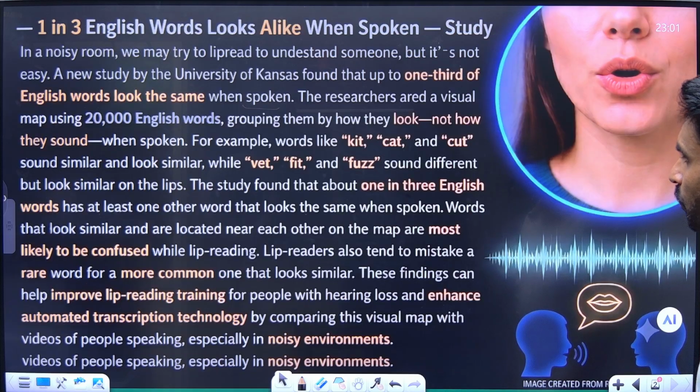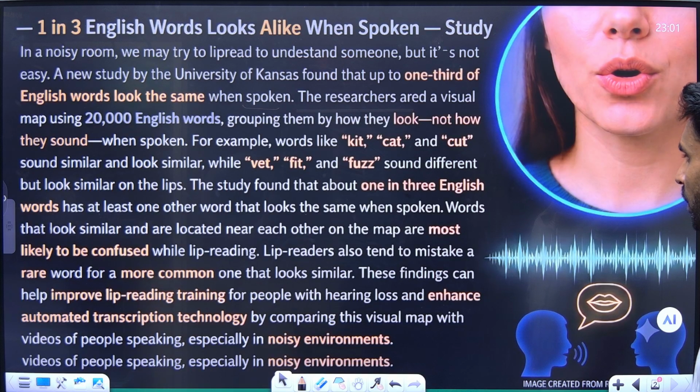In a noisy room, we may try to lip read to understand someone, but it's not easy. A new study by the University of Kansas found that up to 1/3 of English words look the same when spoken. The researchers made a visual map using 20,000 English words, grouping them by how they look, not how they sound. For example, words like kit, cat, and cut sound similar and look similar, while weight, feet, and fuzz sound different but look similar on the lips.